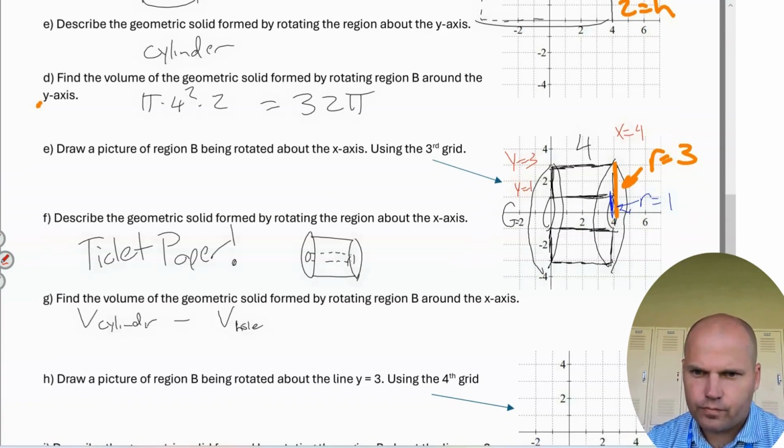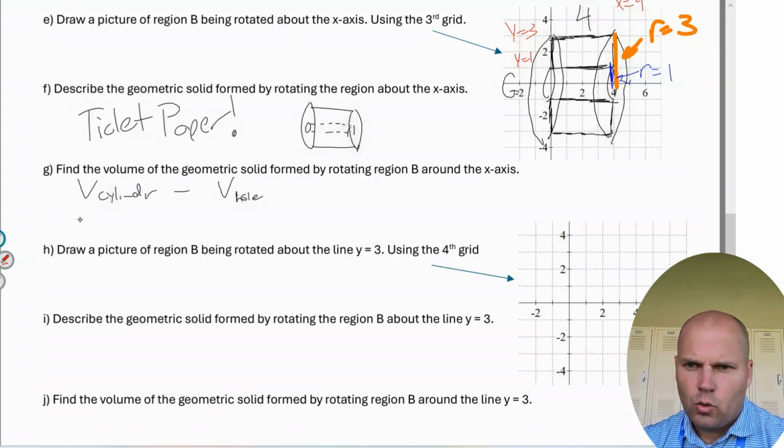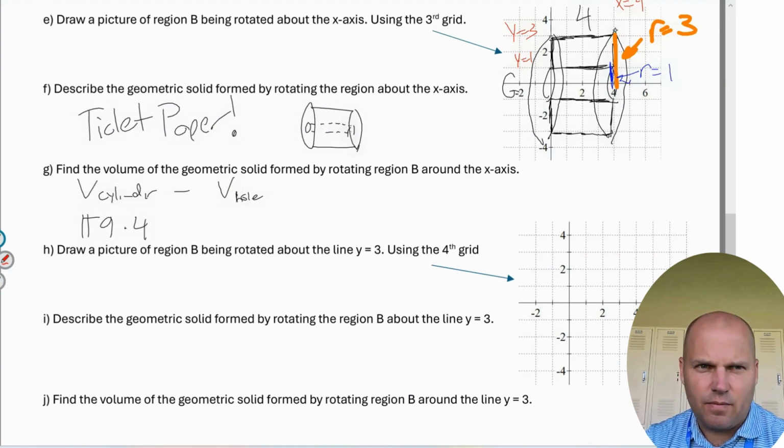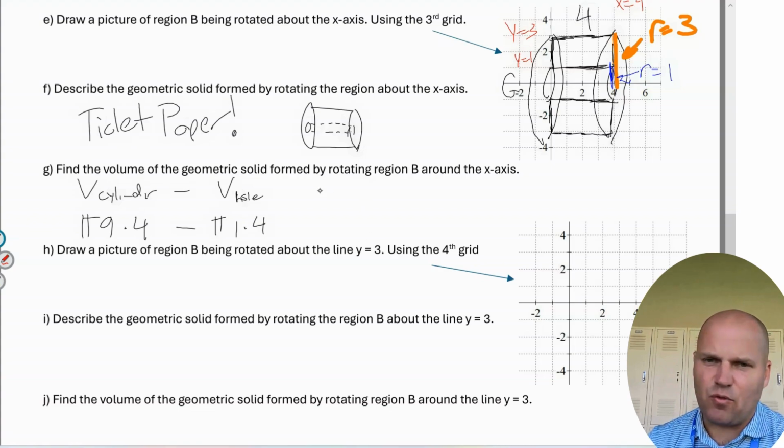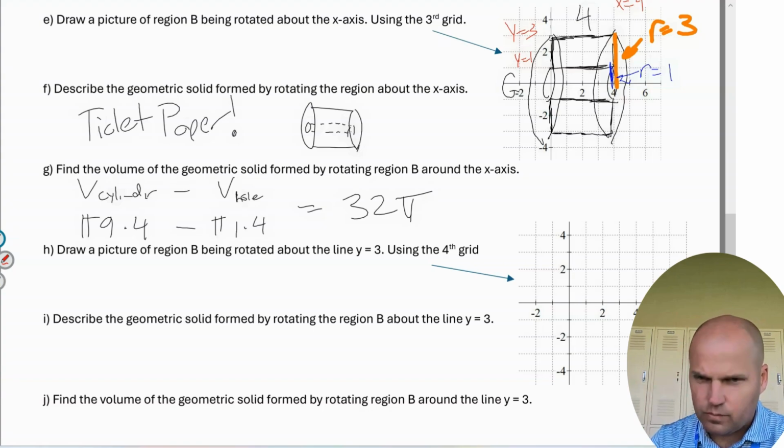So we have 9 pi times 4. That's the big cylinder minus the hole, which is 1 pi times 4. That's 36 minus 4, which is 32 pi. Pi r squared h, pi r squared h.